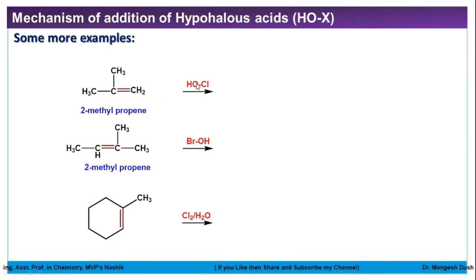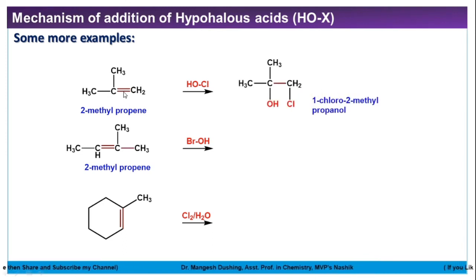As we know that negative part is the OH minus, so it prefers the carbon which has a less number of hydrogen atom. So HO will add here and Cl will add here. The double bond becomes a single bond. Here see the product. So your product is 1-chloro-2-methyl propanol.